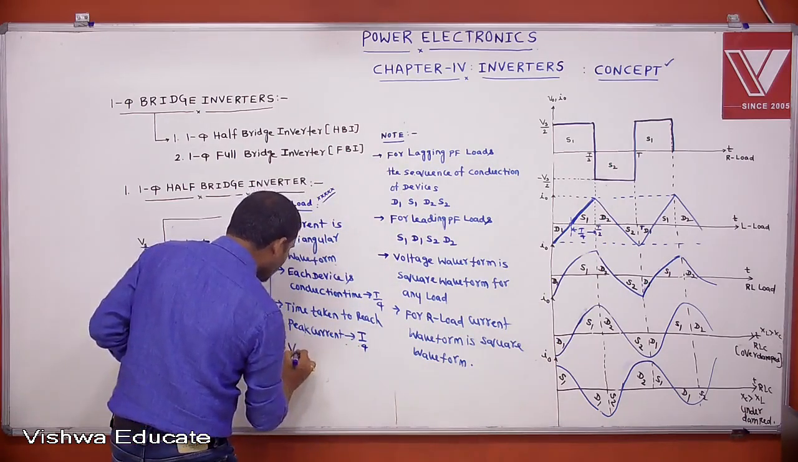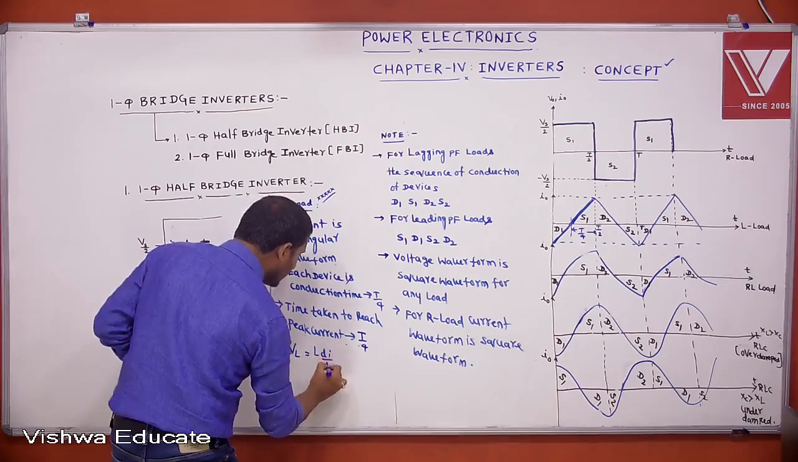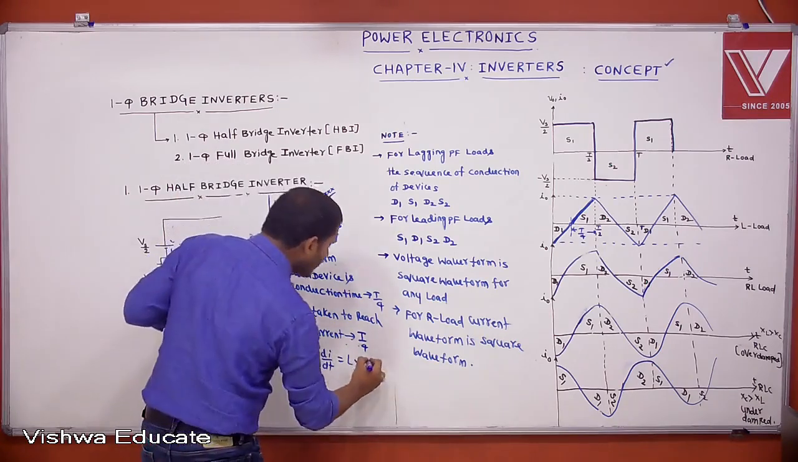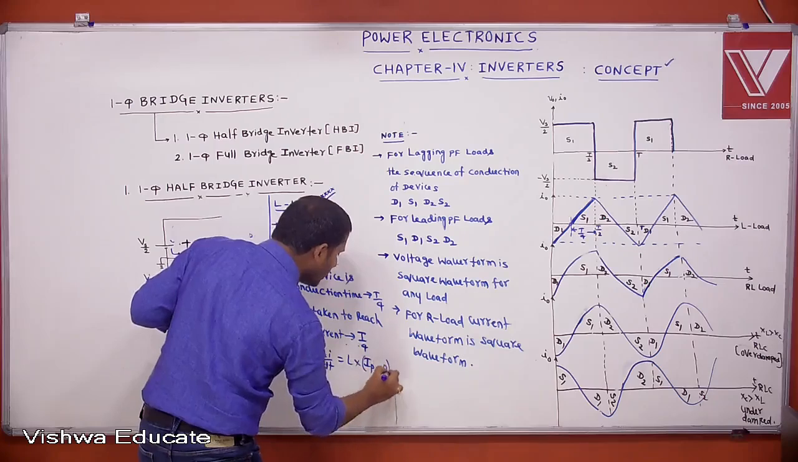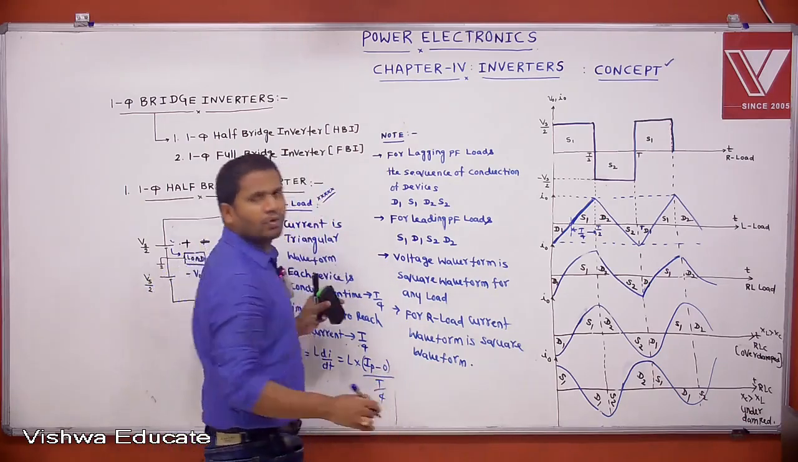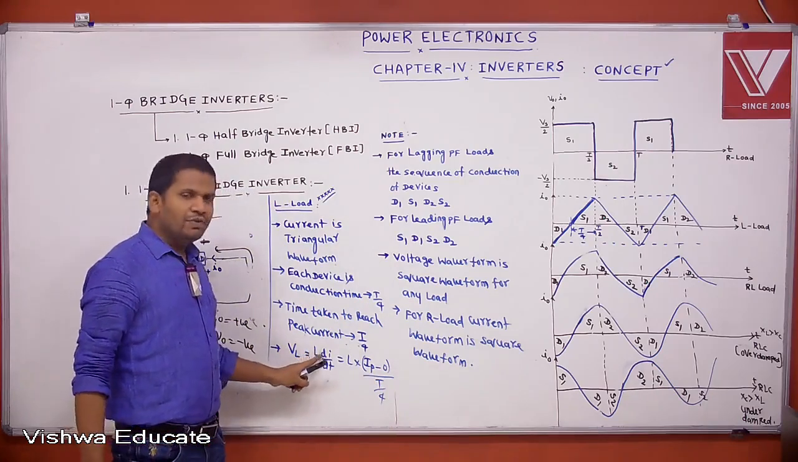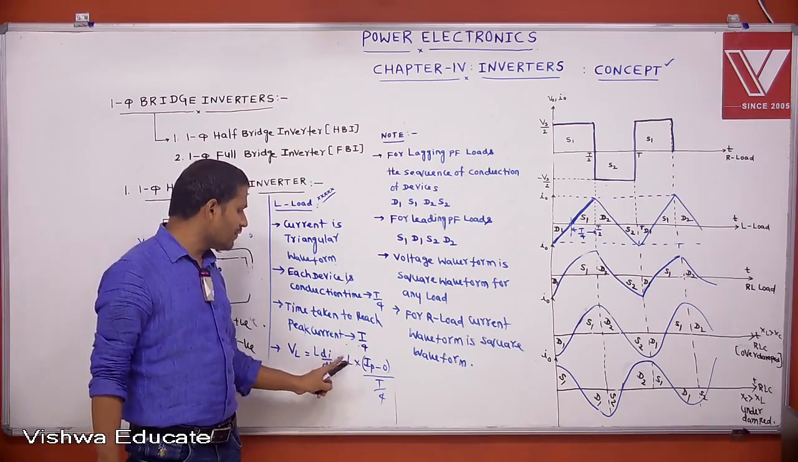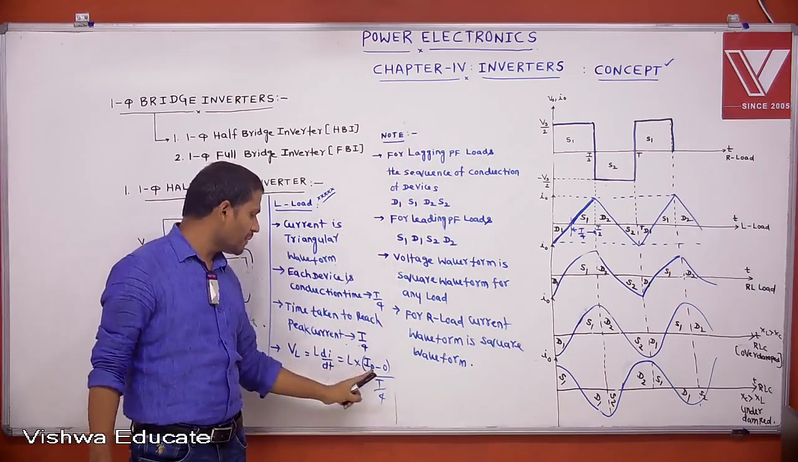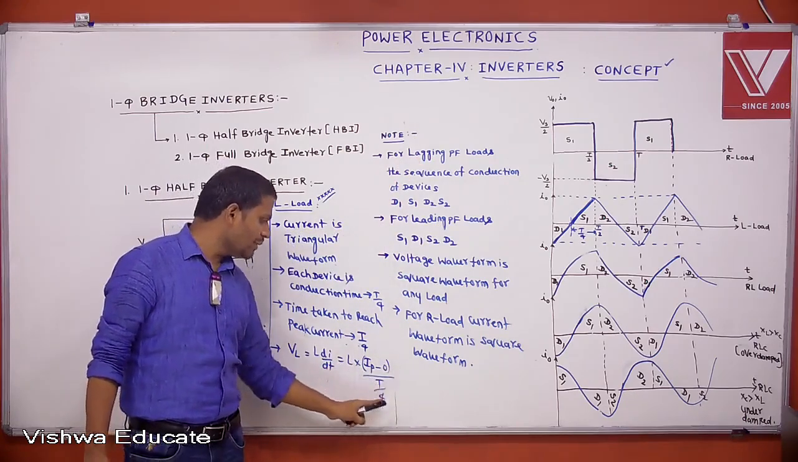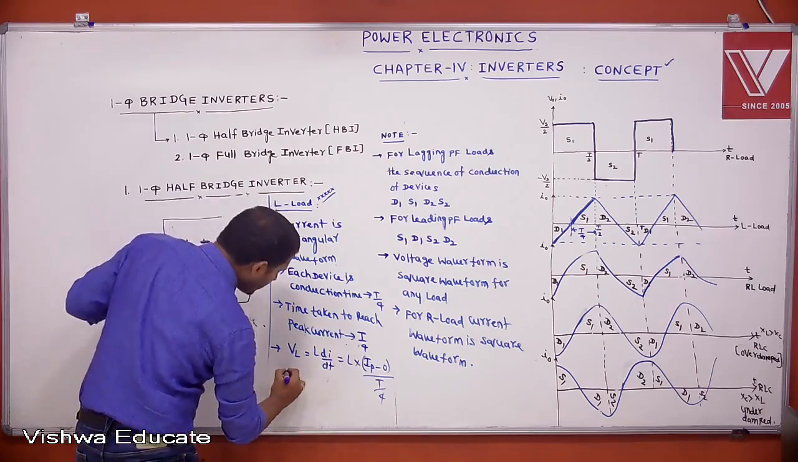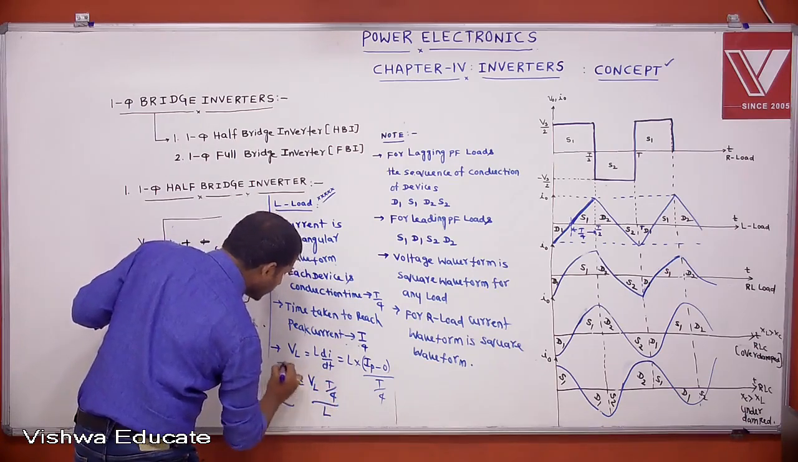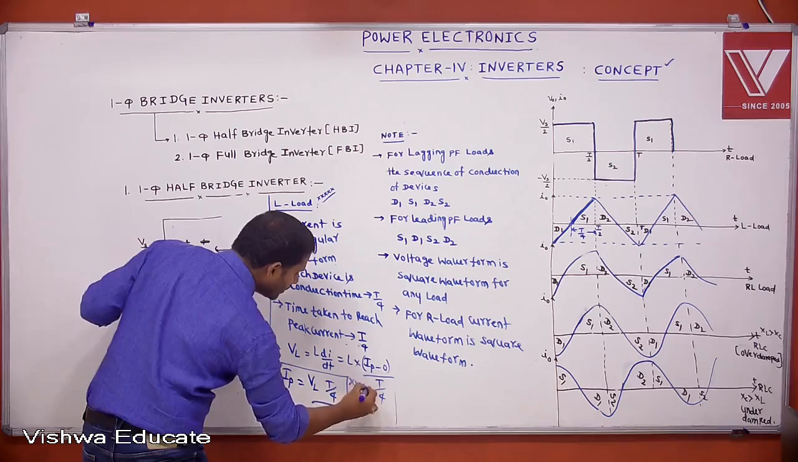Next, we know that for a purely inductive load, VL equals L into di by dt. Here di is the change of current. If the current is changing from 0 to peak value, that means final value minus initial value, IP minus 0. How much time is taken, dt? T by 4. Then from this, you can write peak value of current equal to VL into T by 4 by L. Very important formula. Based on this formula also, questions are framed.